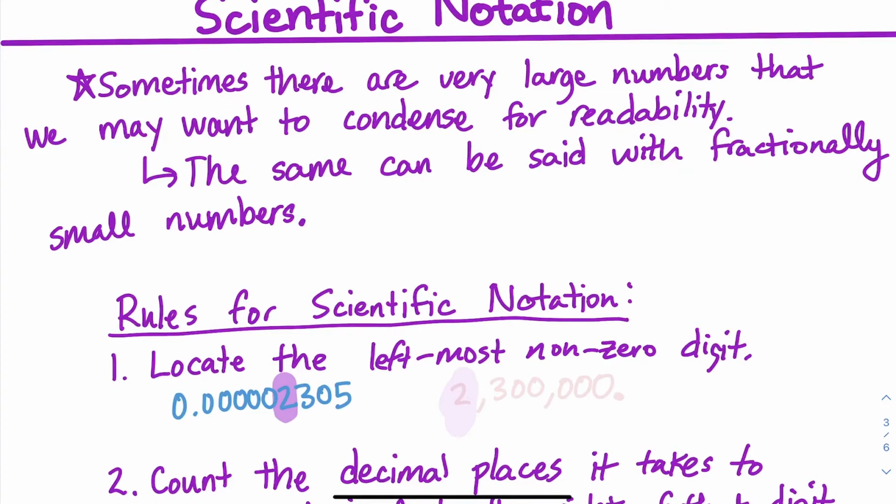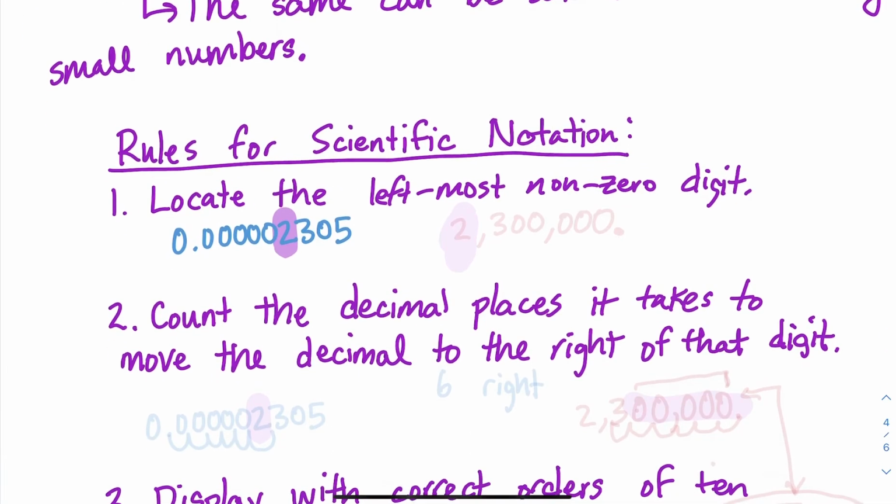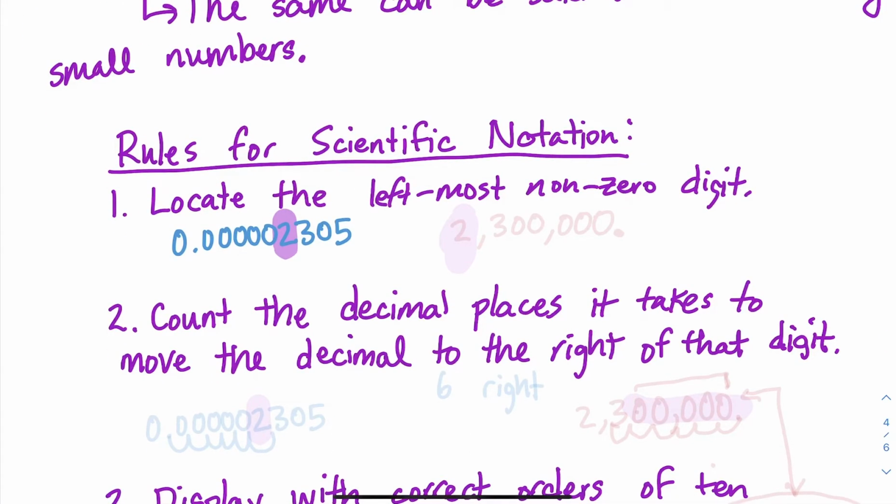Now we move on to step 2. Now we count the decimal places it takes to move the decimal to the right of that digit. So if we bring this down, I'll copy it. Now what we want to do is count the decimal places. So 1, 2, 3, 4, 5, 6. So 6 to the right.